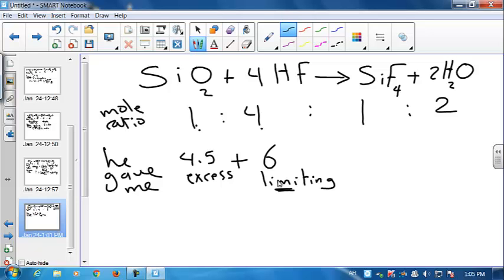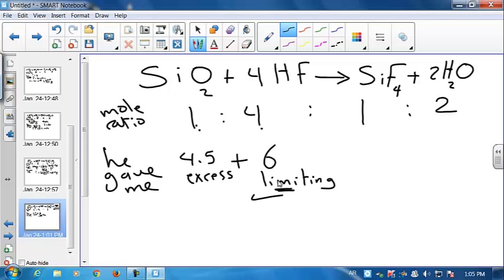So after you make the mole ratio, check what exactly he gave you. And from this you can get what is the limiting, found in shortage, and what is the excess, found in plenty. And build on the limiting, the one in shortage. So which is the limiting reactant? Of course, the limiting reactant is the hydrogen fluoride.